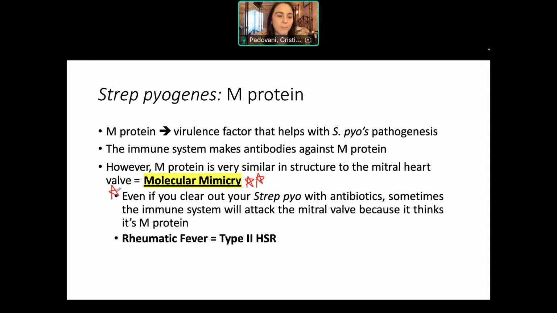This is what I want to mention here: even if you clear out strep pyogenes with antibiotics, sometimes the immune system will attack the mitral heart valve because it thinks it's M protein. Okay, so this is how you get rheumatic fever.